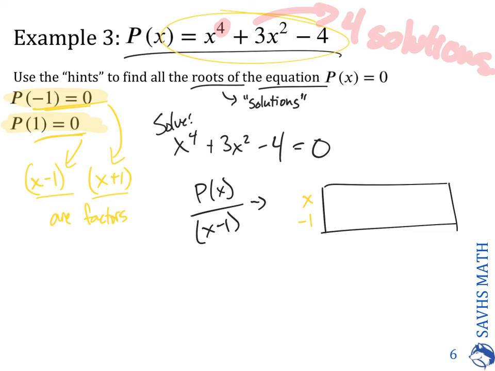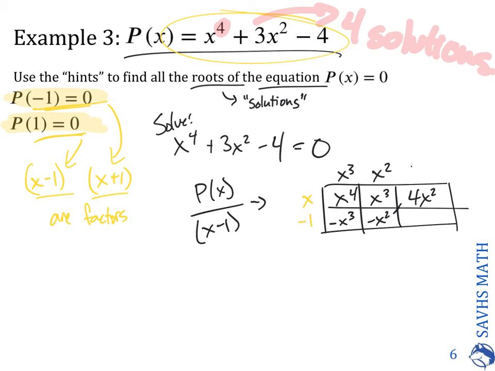I'm going to put p of x inside the box, so I have to have my x to the fourth here. So that means I have x cubed there, which means I have negative x cubed there. I don't want negative x cubed, I want 0x cubed, so I have to add x cubed there, which means that I have to put an x squared there, which means that I have to have a negative x squared there. But I don't want negative x squared, I want 3x squared, so I need to add 4x squareds.